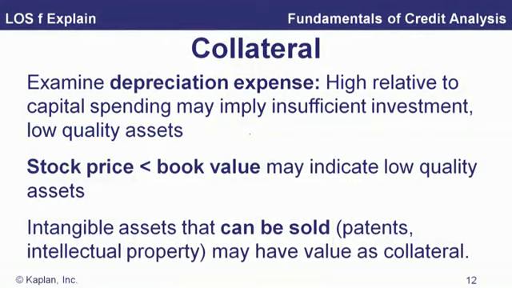Okay, so we made it through capacity. That was kind of a laundry list, but now we can just talk about collateral. Examine the depreciation expense. This is advice to analysts, or an indication of how analysts approach this. High relative to capital spending may imply insufficient investment and low quality assets. If the stock price is less than book value, this may indicate low quality assets too.